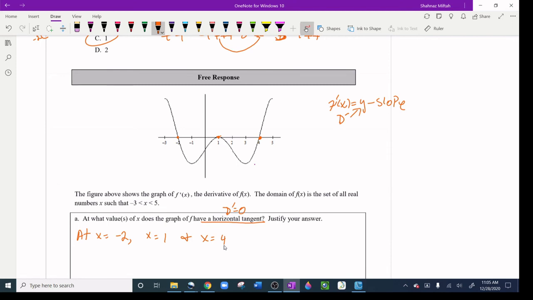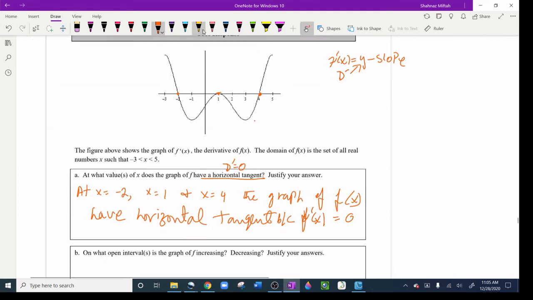The answer to this is very easy if you pick the wording from the question. The graph of f of x has a horizontal tangent because f prime is equal to 0, because f prime of x is equal to 0. So you have 2 points for this part of the question.